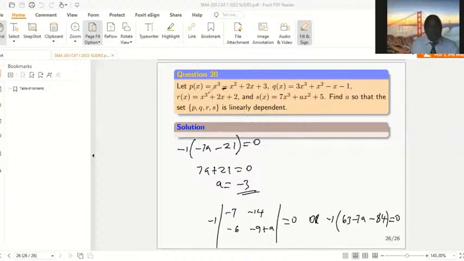If a is -3, then these polynomials become linearly dependent. Remember that if we were to look for a condition that it would be linearly independent, then the determinant should not be equal to 0. So that means a should not be equal to -3. That's how you are supposed to have tackled these questions.